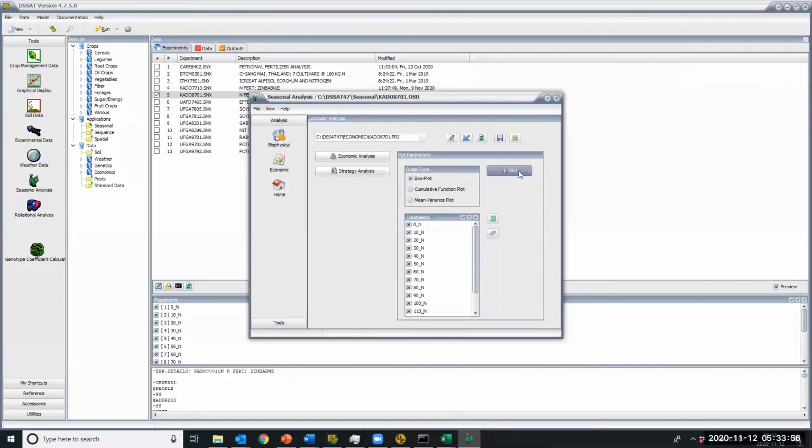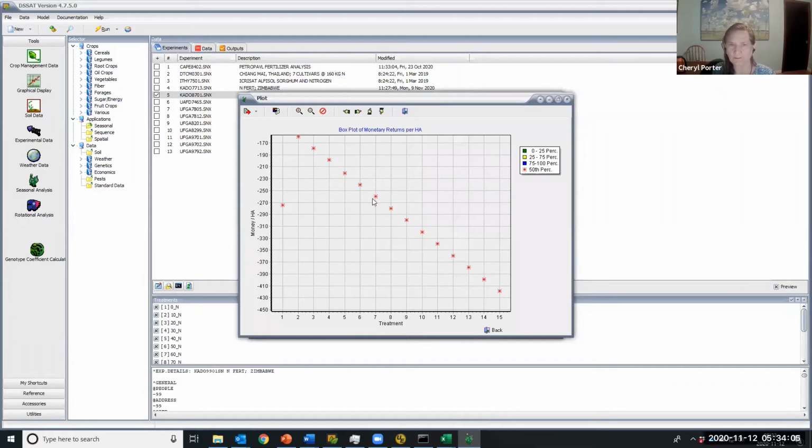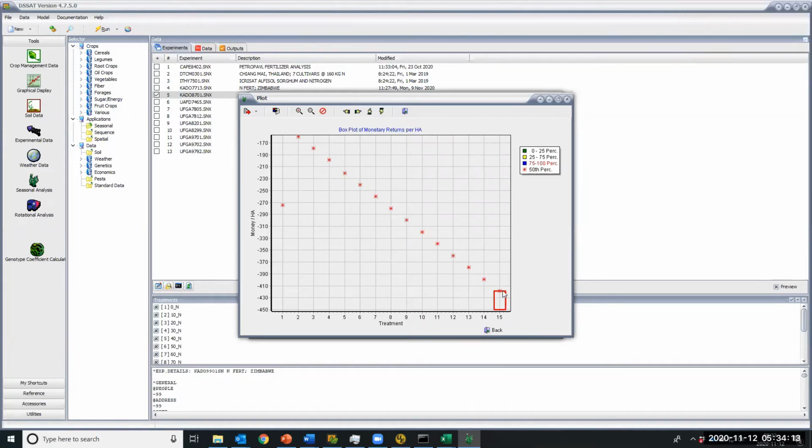Let's see what happens when we take the economic parameters into account. Now we see quite a different pattern, where the farm profit goes down with the higher amounts of nitrogen applied by the farmer.